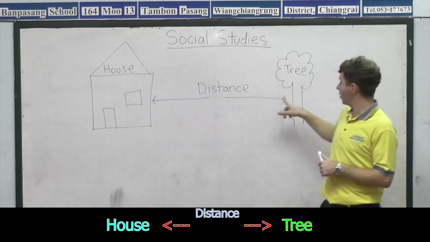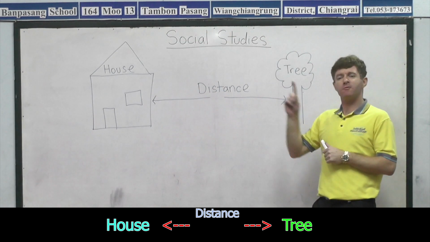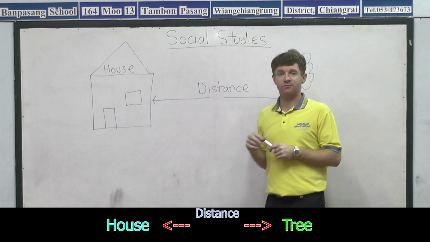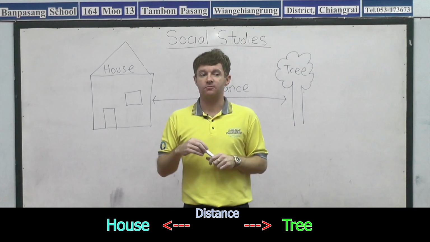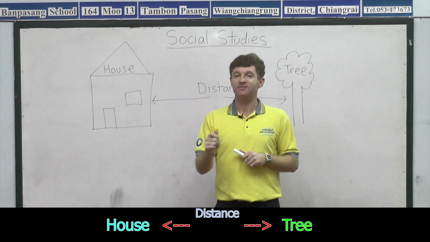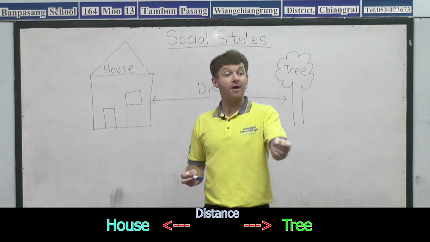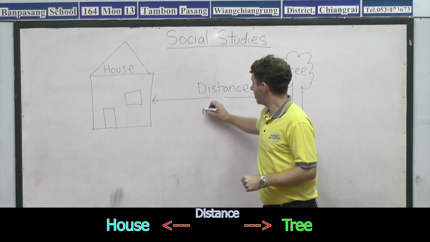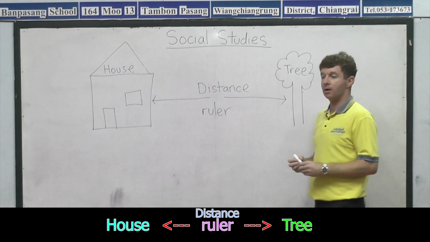How can we measure the distance? We want to know how far the tree is from the house. If we want to measure how far the tree is from the house, what sort of things can we use to measure the distance? I can think of one thing everybody has on their desk right now. Ruler. We use a ruler to measure. How do we spell ruler? R-U-L-E-R. Ruler.